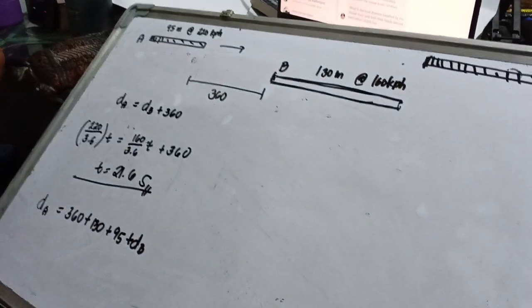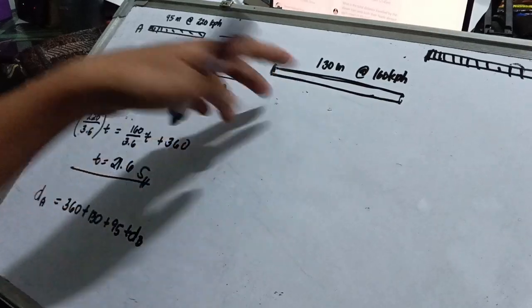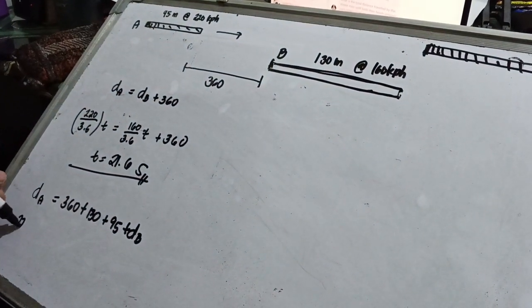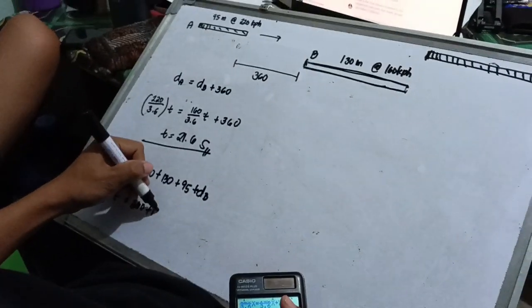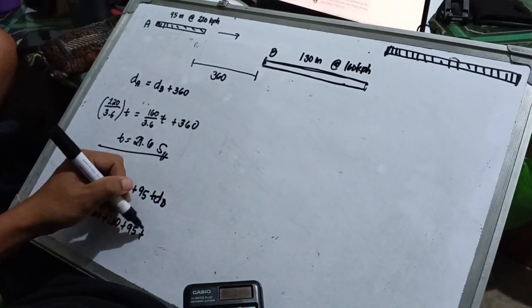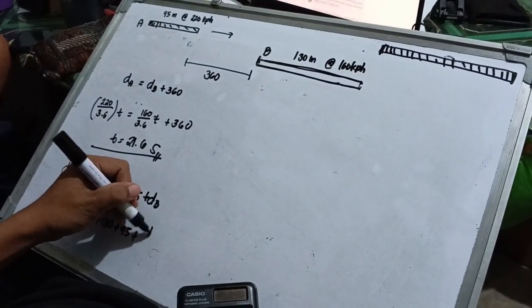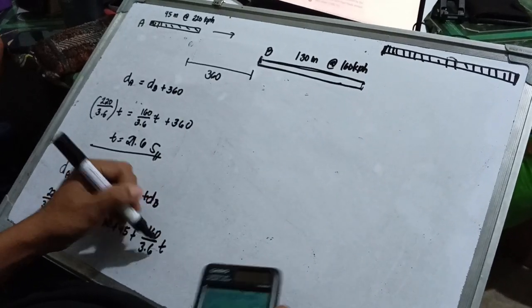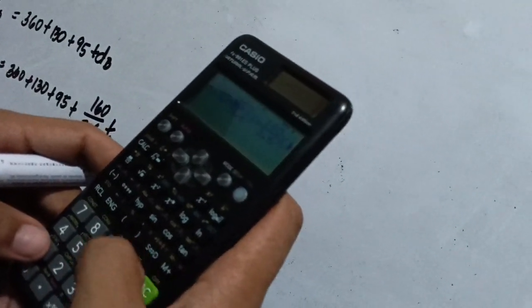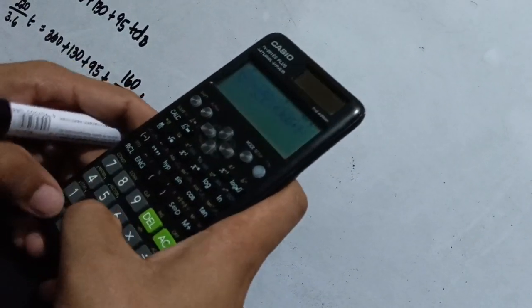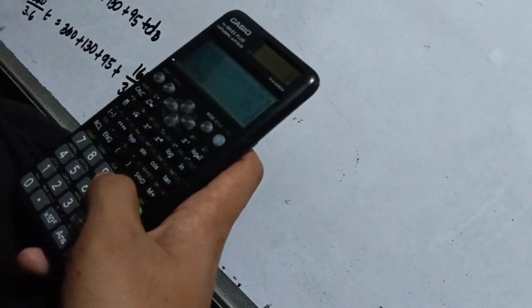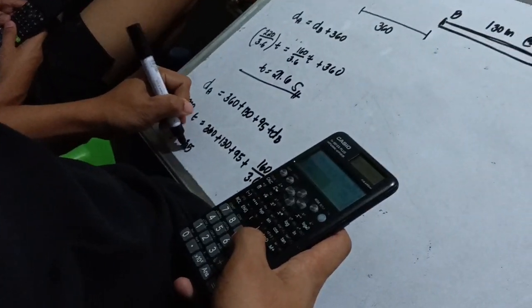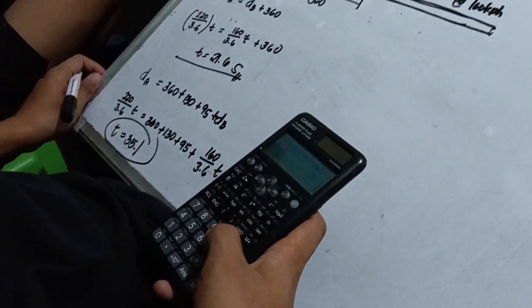The distance, right? B also travels. Okay, so substitute again: 220 over 3.6 times time is equal to 360 plus 130 plus 95 plus 160 over 3.6 times time. The time is 35.1.